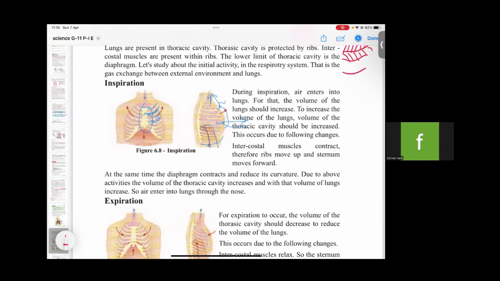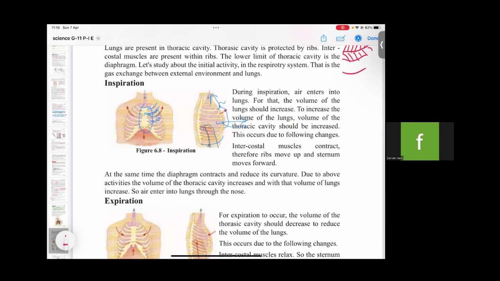So during the inspiration, what happens? Air will enter into our lungs. If the air should enter into our lungs, we should have some space in our lungs so that the volume of the lungs will be increased. To increase the volume of the lungs, you should remember this like a flow chart: the volume of the thoracic cavity should be increased.